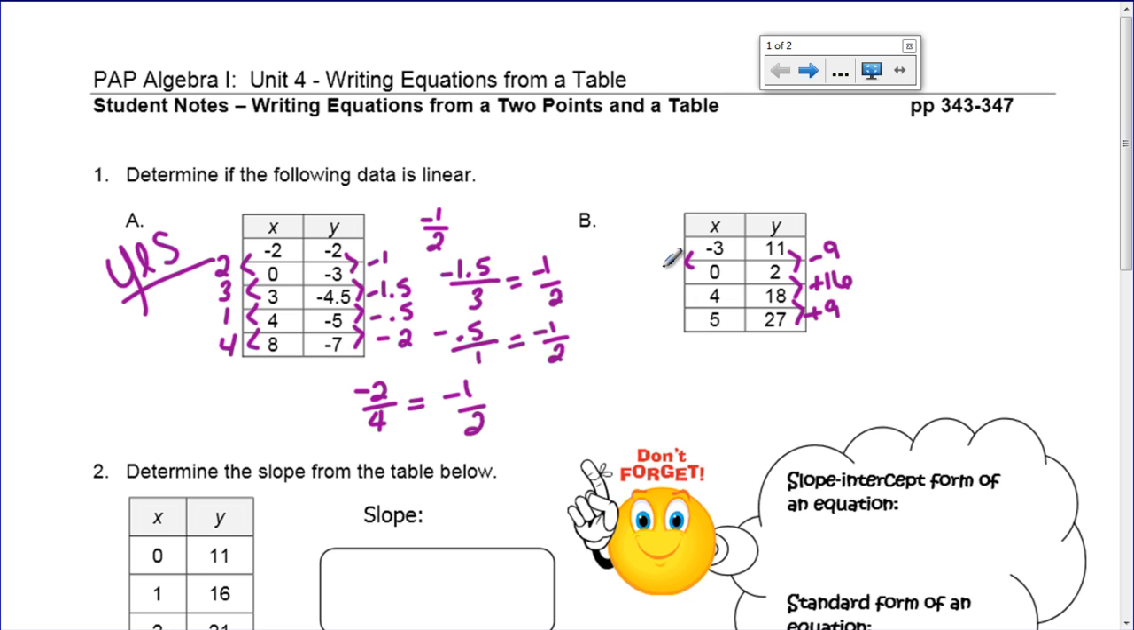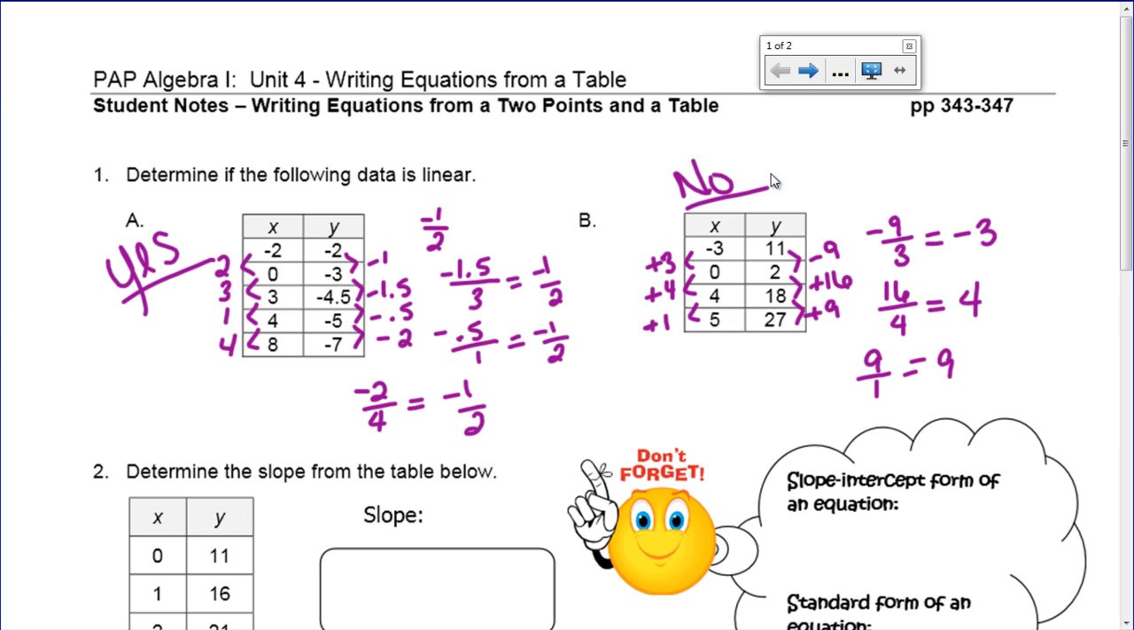So from -3 to 0, my x's, that's going to be +3. 0 to 4 is +4, and then 4 to 5 is +1. So let's just check our slopes. Our first slope is going to be -9 over 3, which simplifies to -3. My second slope is going to be 16 over 4, which is 4. Well, already my slopes are not constant. The third one happens to be 9 over 1, which is 9. And so I have 3 different slopes. It goes from -3 to +4 to +9, which tells me not a constant rate of change. So no, this will not be linear. It has to have a constant rate of change.